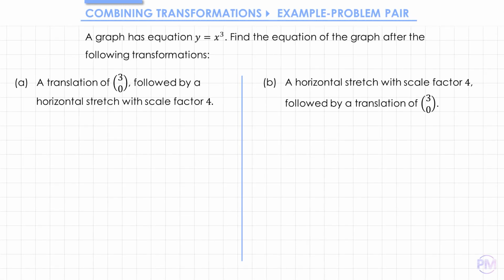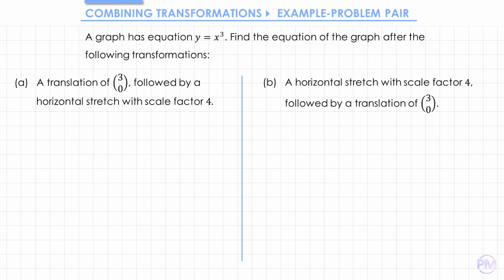In this example, we have y equals x cubed, and we need to find the equation of the graph after the following transformations. In part A, we've got a translation of (3, 0), followed by a horizontal stretch with scale factor 4, and in part B, we reverse the order of the same transformations. The purpose of this example is to show you the effect of reversing the order of the transformations when you apply them to a function.